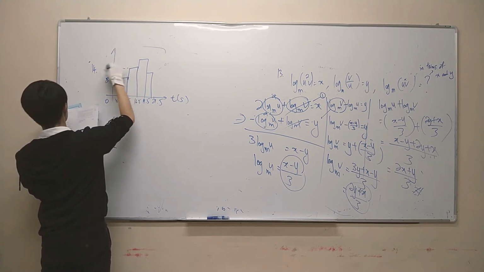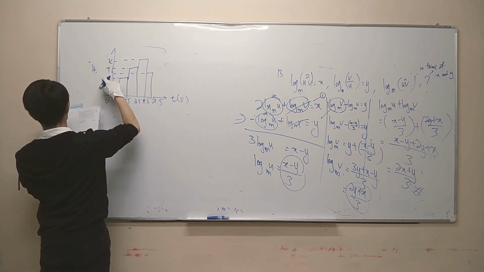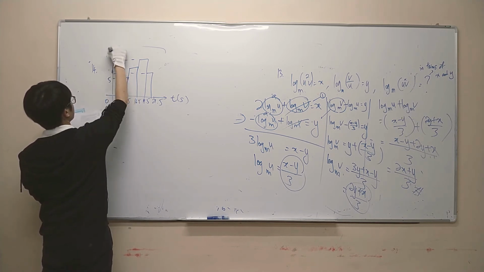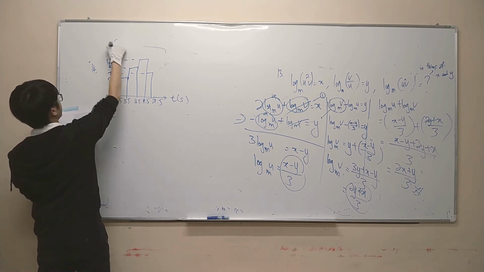So here is what? 7, then K. This one is 7. Right? This one is K. This one is K. This one is 7. This one is 12. Frequency.